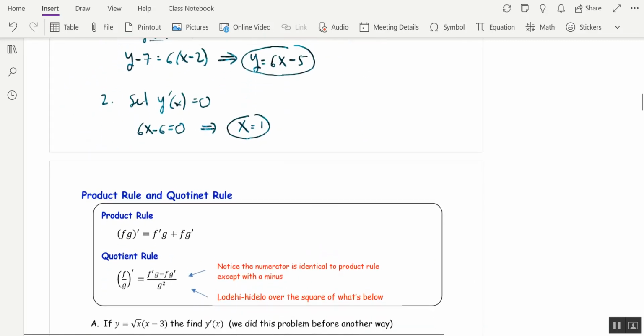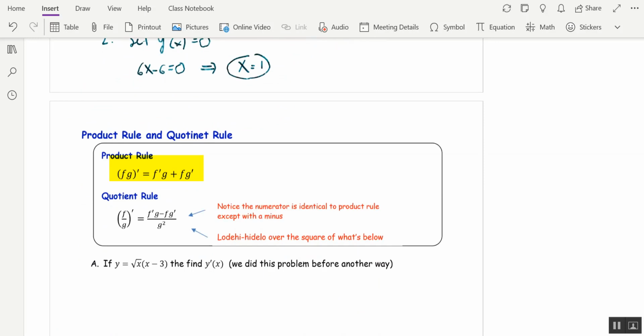Okay, product rule and quotient rule. The derivative of f times g is f prime g plus f g prime. And I strongly suggest you use the order I have it written here. Of course, you could change the order because addition is commutative, but it's helpful to do f prime g first, because then when you talk about the quotient rule, the numerator of the quotient rule is identical to the product rule, except it's got a minus in it. It's f prime g minus f g prime over g squared. And those are two rules that you certainly need to memorize. There's just no way around it.